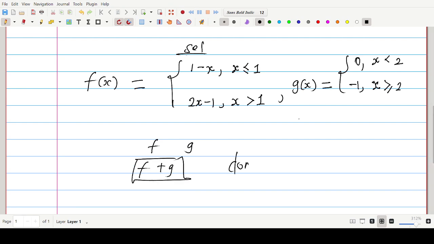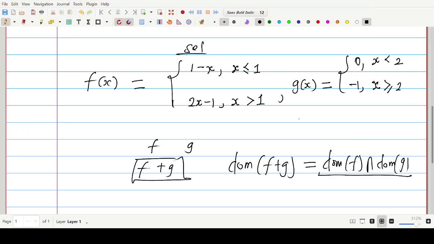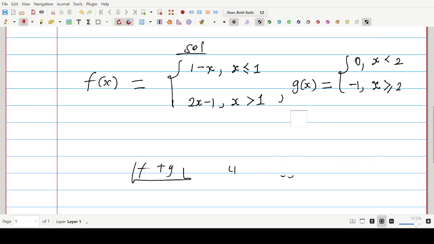In other words, the domain of the function f plus g is equal to the domain of f intersected with the domain of g. That is, we must look for the intersection of these two domains of functions f and g, and the intersection will define the domain of the sum f plus g. All right, so we must do that. So how do we go about that here? If you observe carefully, the function is piecewise defined. First of all, let's locate the domain of the function f.